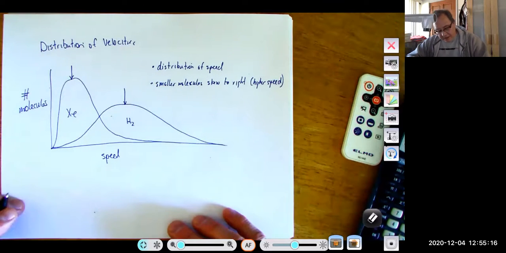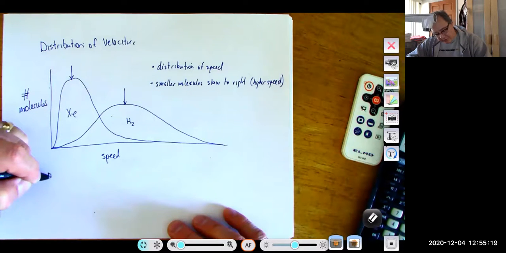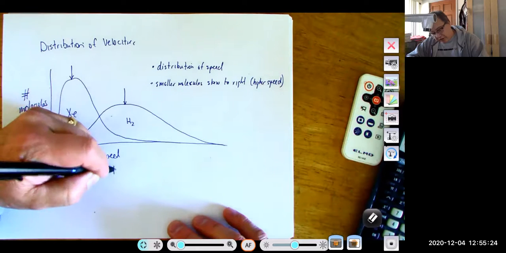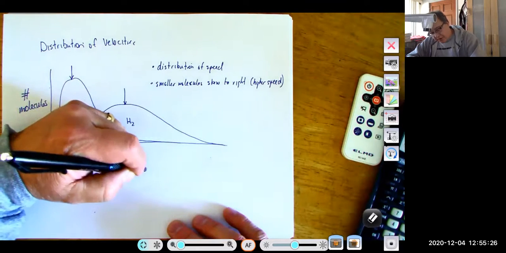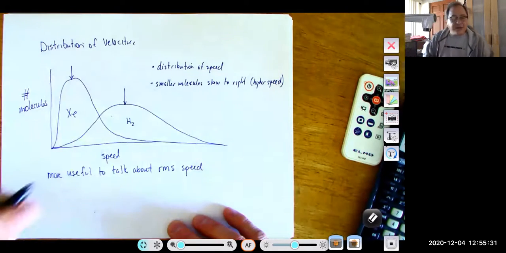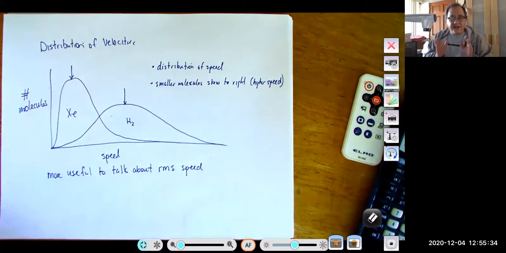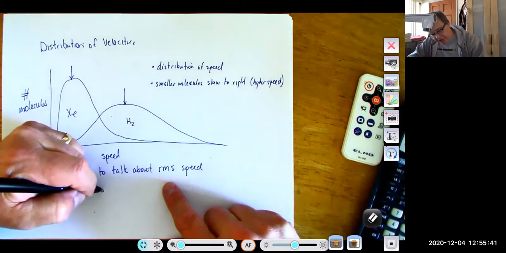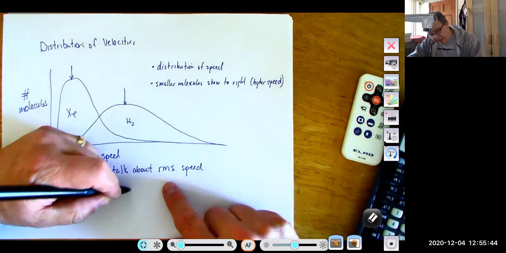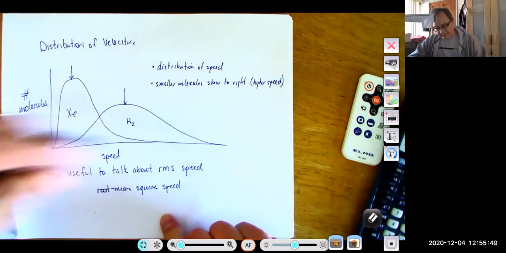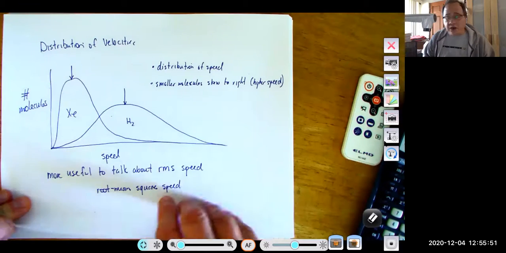Okay, now here, it's more useful to talk about RMS speed, because you don't want to look at each individual molecule, you want to use the average. So for the average, we have what's called the RMS speed. That stands for root, mean, square, speed. RMS speed. So let's look at RMS speed.